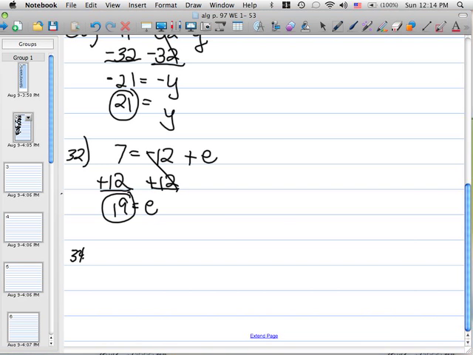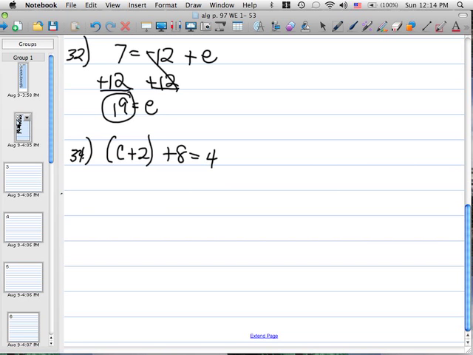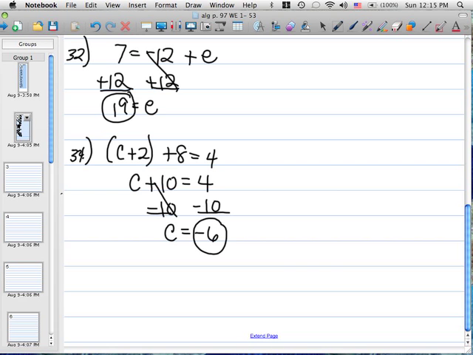Number 34, we have c plus 2 in parentheses plus 8 equals 4. And again, we cannot start the transformations until both sides are simplified. I can add the 2 and the 8 together and substitute and make that 10. So now there's nothing I can do to the left or the right. I can begin transforming. Get rid of the plus 10 by subtracting 10. So we have c equals negative 6. Since the signs were different, I subtracted and took the sign of the negative 10, since there's more of it.